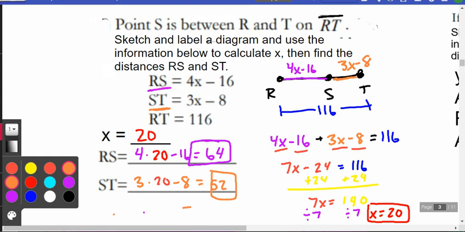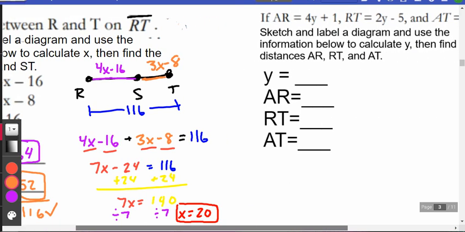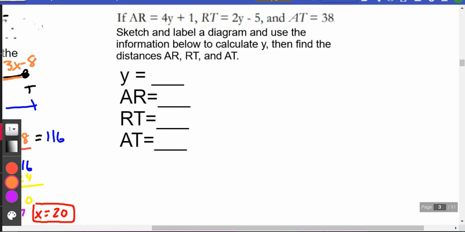Let's add these two values up. Do we get 116? And we do. So that works out. Last problem for segment addition. Let's construct a diagram. We have if AR equals 4y plus 1 and RT.